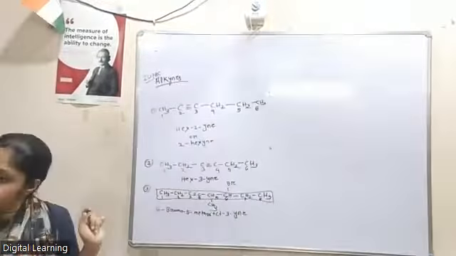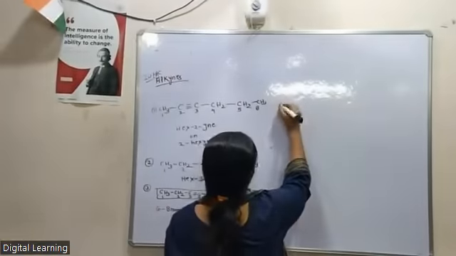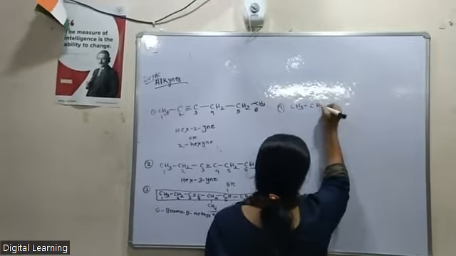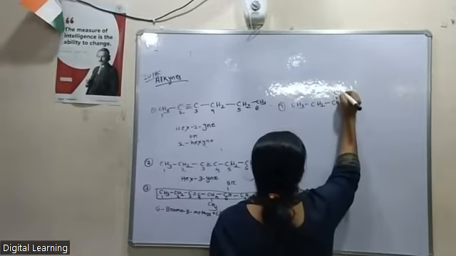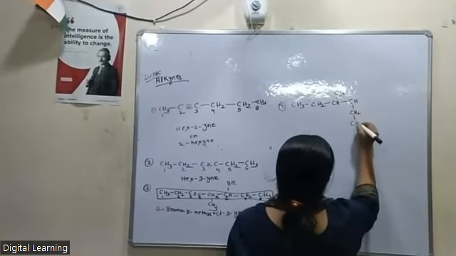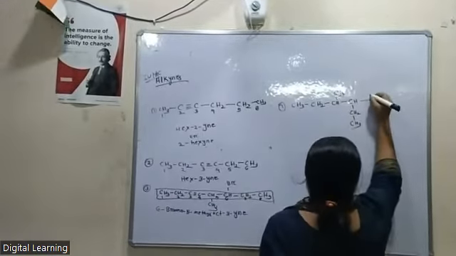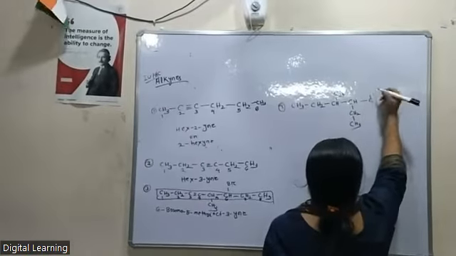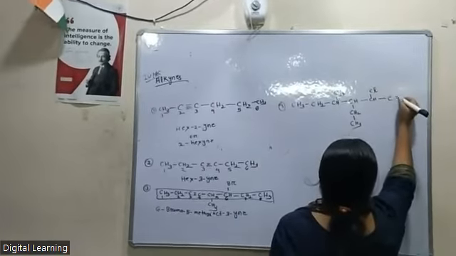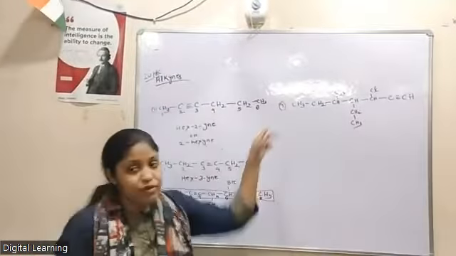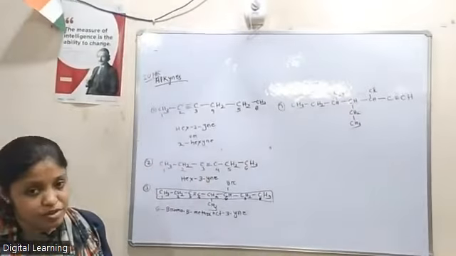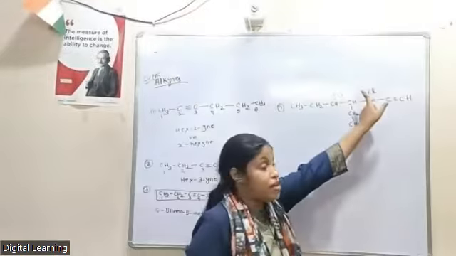Understood? Who has doubt? Write down its nomenclature. It's chlorine. This is chlorine.